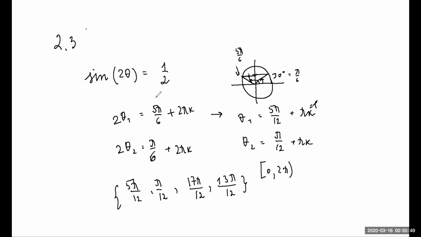When you solve your equation, first do it in general, and then see how many of your solutions possibly can fit in the interval people are asking you to fit for solutions. Okay.